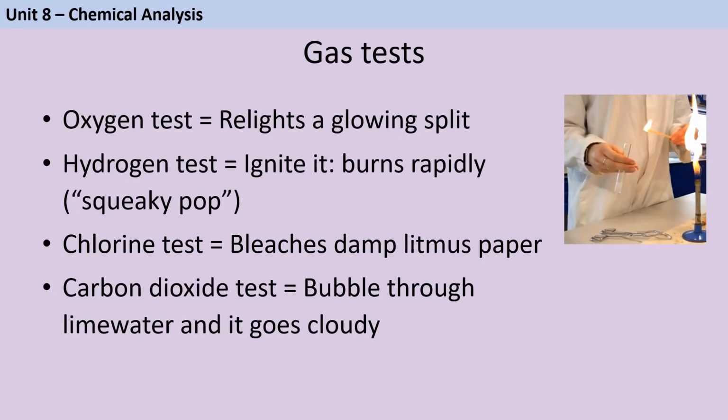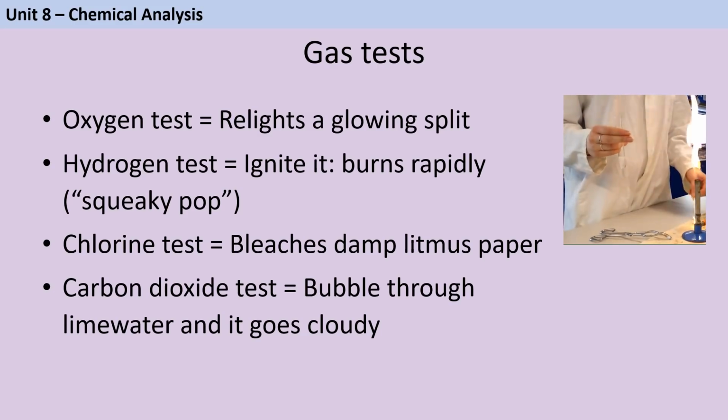There are 4 gas tests that you need to be able to describe. To test for oxygen, we take a splint that's on fire and blow it out so it's just glowing, and if you add that into the gas and the splint relights, then that tells you that it's oxygen. To test for hydrogen, we also need a lit splint because we're going to ignite the gas, in other words, set fire to it. And if it is hydrogen, then it will burn with a squeaky pop.